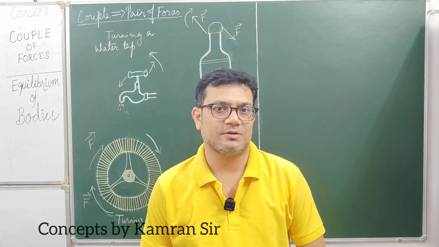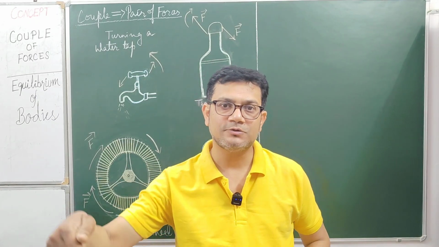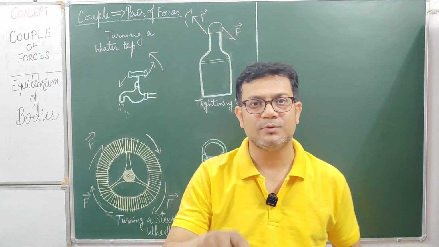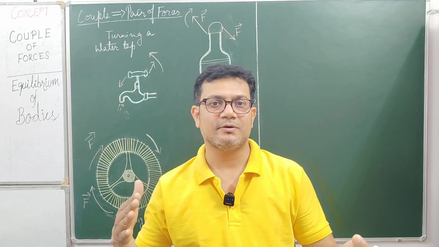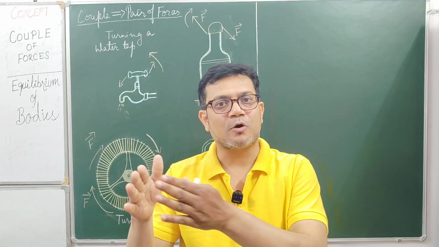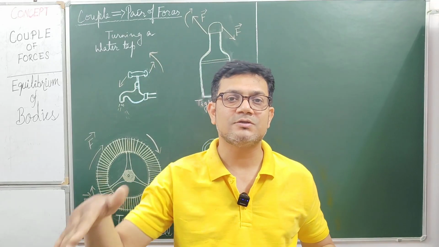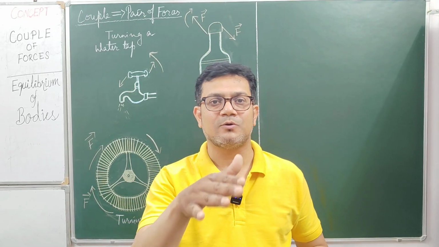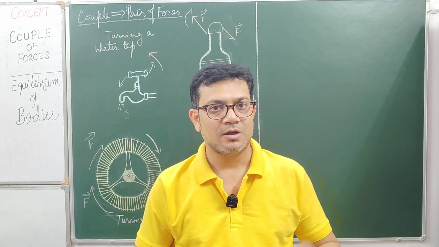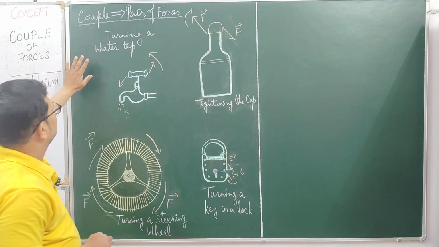In the last lecture, we studied what the moment of force is. We came to know that for a body to rotate, to produce a turning effect, we need a pivot, a force, and a perpendicular distance. The product of the magnitude of the force and the perpendicular distance causes the turning effect, and that we call moment of force. Now we are trying to understand a couple of forces.